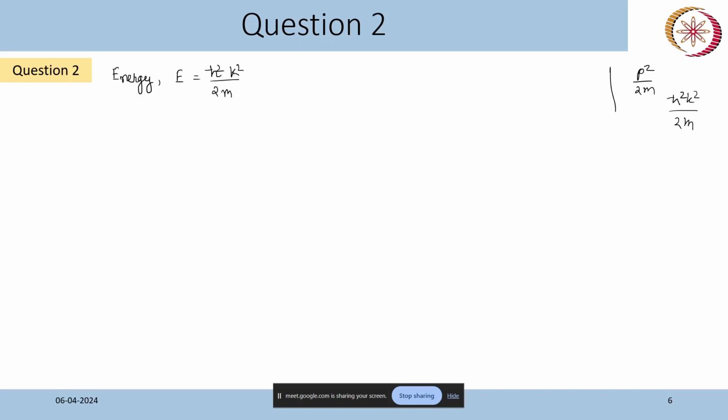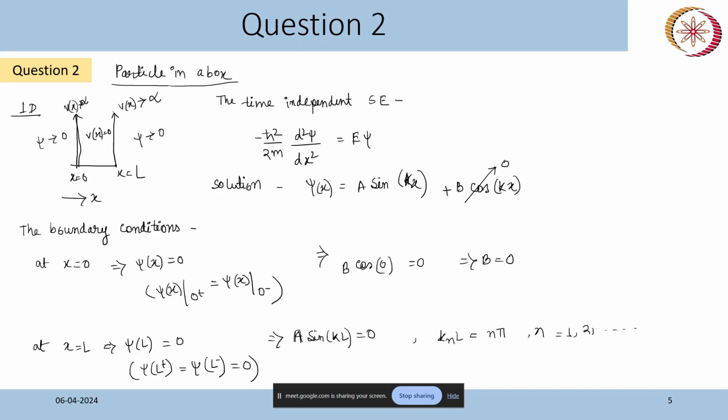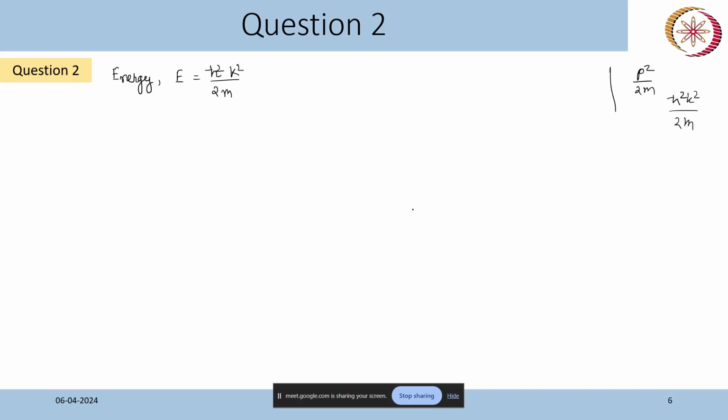Now in this case k is not continuous, k is quantized, so n has certain values, so kn is also quantized. It is not a continuous variable. So I can write this as h bar square kn square by twice m. Because kn is not continuous, the particle cannot take any random k value, and that is why the particle also cannot take any random energy.